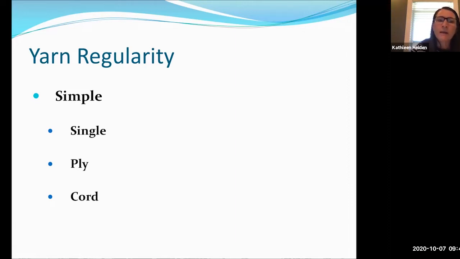So our yarn regularity with any type of single yarn is going to be a very regular yarn. So simple yarns are going to be regular all the way across the length or down the length of the yarn. The single, ply, cord, or rope is telling us how many yarns are used to make that yarn. Our simple yarns can be either monofilament, multifilament, or spun, or it can be a combination of those.